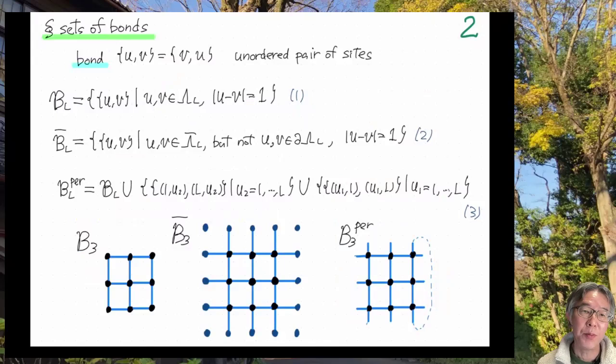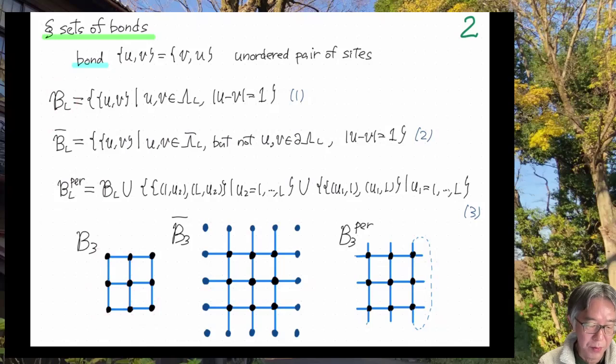Okay, we discuss the set of bonds. A bond is a pair of two sites, and we don't care about the ordering. So they are just pairs, but in the picture we represent a bond by a segment, a line connecting two sites. This is the most basic set of bonds. It consists of pairs u, v, where the distance between u and v is 1, and u, v belong to lambda L. So in the case of lambda 3, these green segments denote the elements of B L.